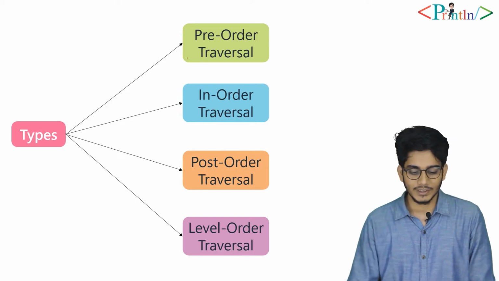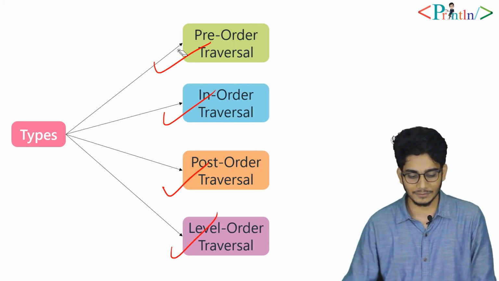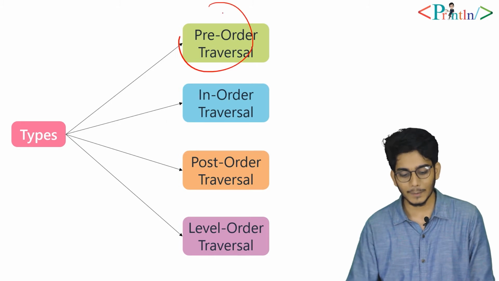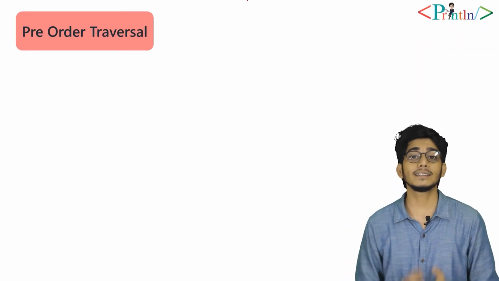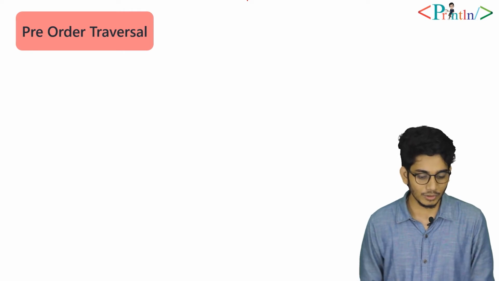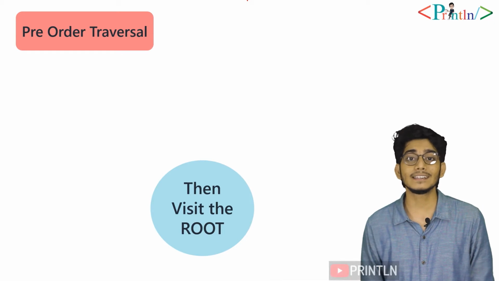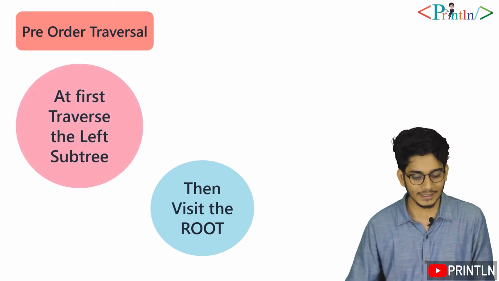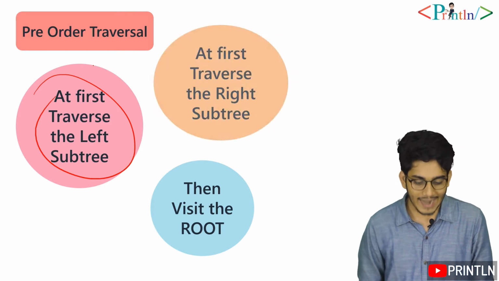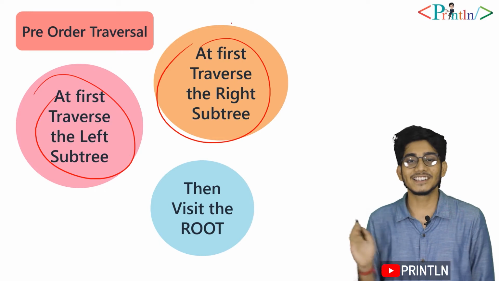So you can see on my screen that there are 4 types of traversal. At first we'll start with the pre-order traversal. Let's see what pre-order traversal is. In pre-order traversal, at first we visit the root node, then we traverse the left subtree, and then we traverse the right subtree. So this is a recursive process.